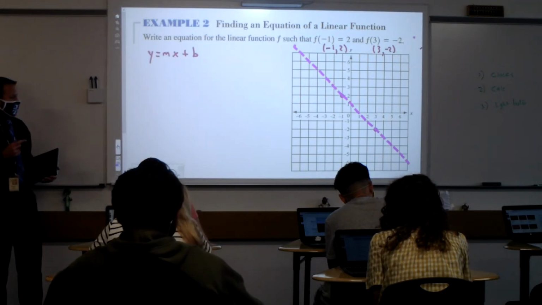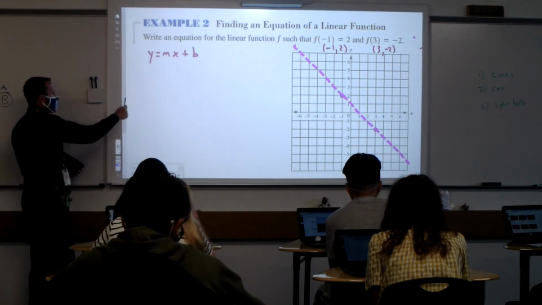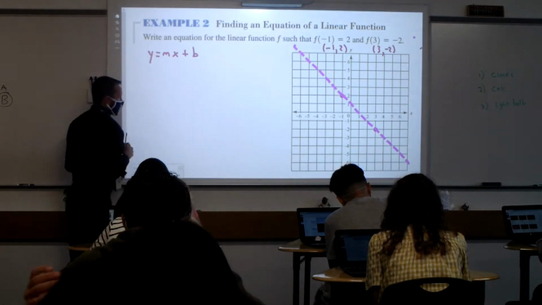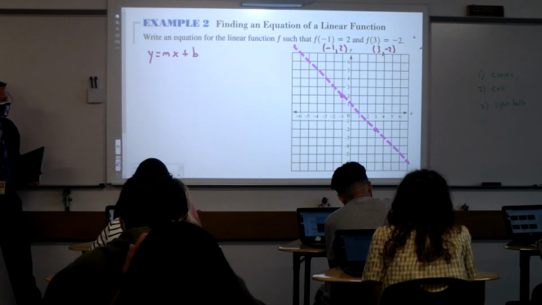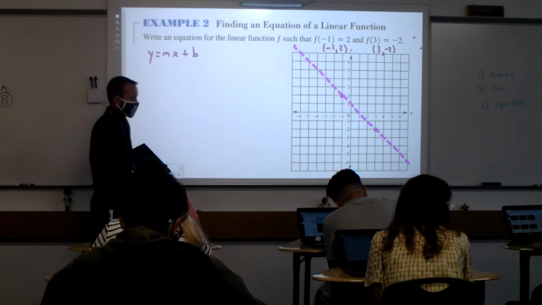Okay, I want you to turn to your neighbor group people and figure out, we need to know the slope and the y-intercept. So based off our line, what would be the slope and the y-intercept? Talk to your neighbors, and I'll come back to you in 20 seconds.